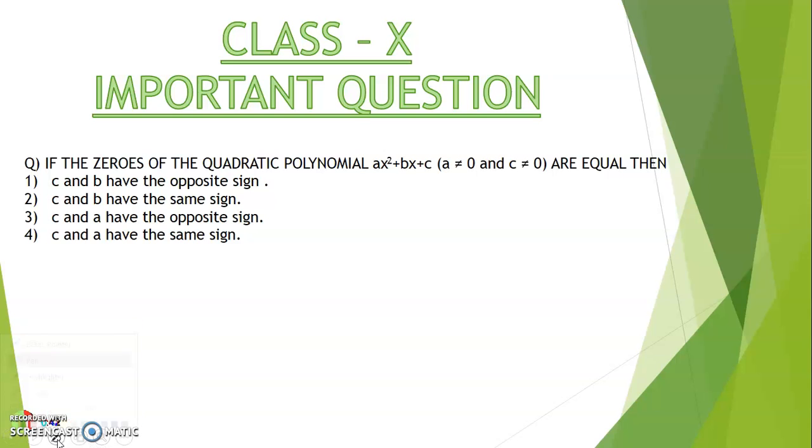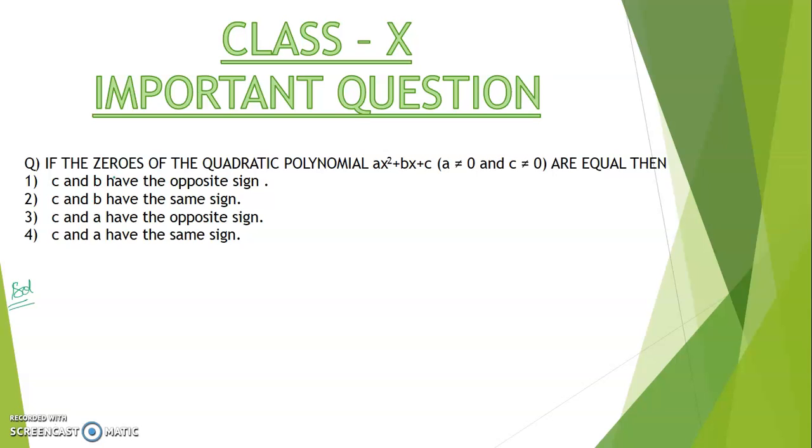Now the question is asking whether c and a and b have the opposite sign, c and b have the same sign, c and a have the opposite sign, or c and a have the same sign. So we'll start with the solution.